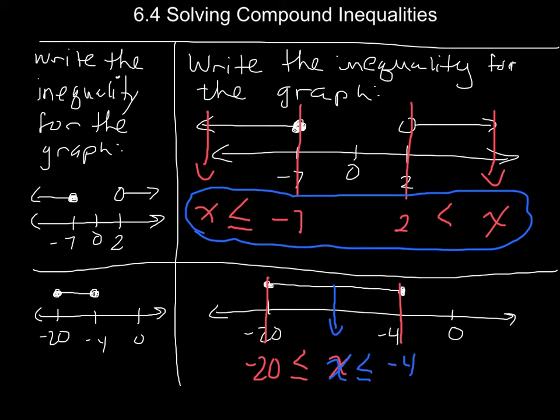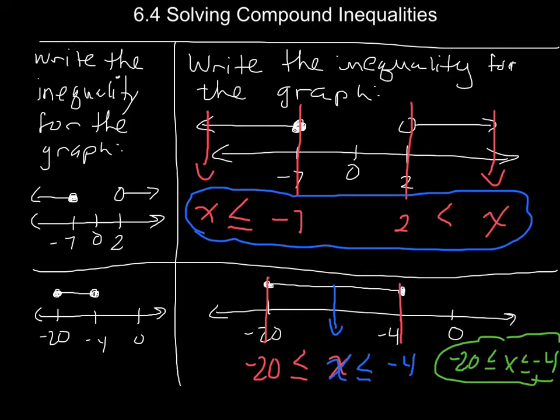Off to the side, it's going to be -20 less than or equal to x is less than or equal to -4. So this would be my final answer. You don't have to write the x twice. The x is being used for both this dot and this dot because that's where the line is. This line right here is that x. Okay? So there we go. That's the basics from a graph.